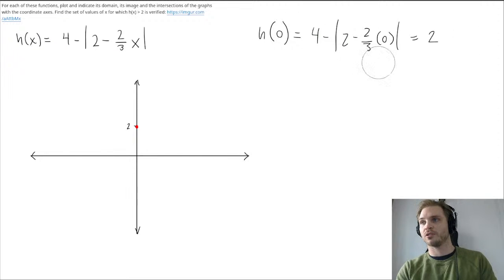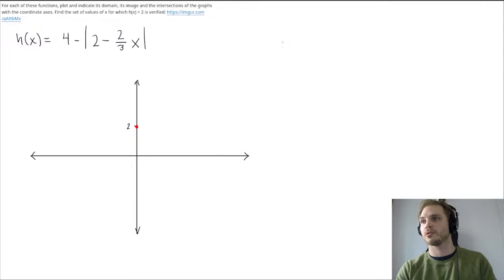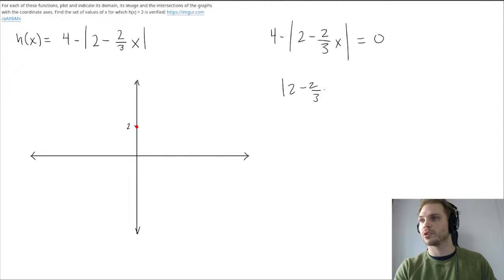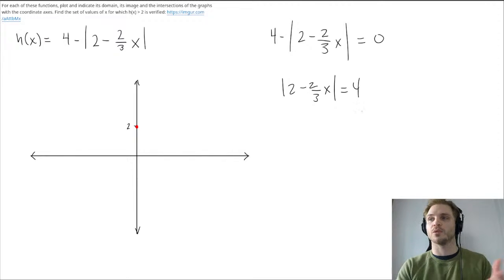Another thing we can do is look for the x-intercepts. So we could say 4 minus absolute value of 2 minus 2/3 x equals 0. Okay, I'll add this absolute value mess to both sides, and what I get is absolute value of 2 minus 2/3 x equals 4. So what does that mean? That splits into two things. Either the stuff inside there is 4, or the stuff inside there is negative 4. That's how you interpret the absolute value.